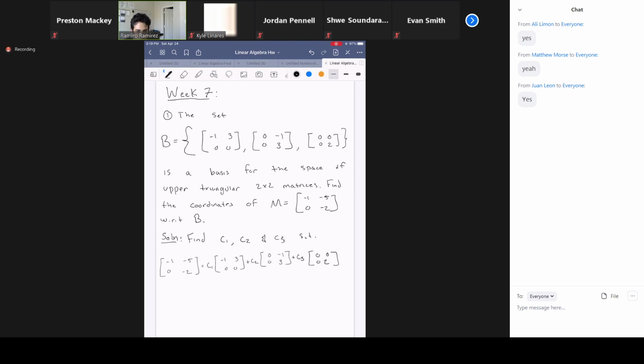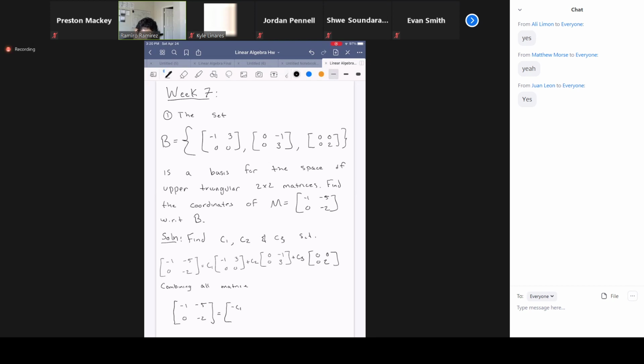Okay, well, how can you solve this? The easiest way is you can just maybe eyeball it. If you eyeball it, it might work, but a more systematic way is to combine all the matrices up here. We get -1, -5, 0, -2 is equal to, well, this is going to be minus C1, and that's the first one.